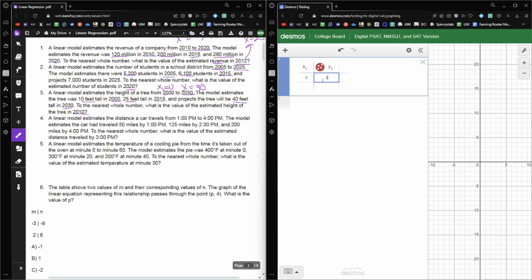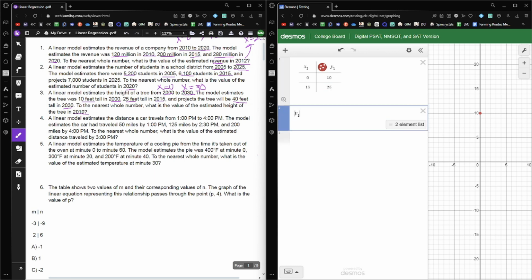10 feet tall, that's going to be our y. 25 feet tall in 2015. 2015 is 15 years from 2000, so x is equal to 15, and 25 feet tall. We do have a third point, but we can just ignore that third point because it's linear regression. Let's put in our regression equation, and we get our parameters.